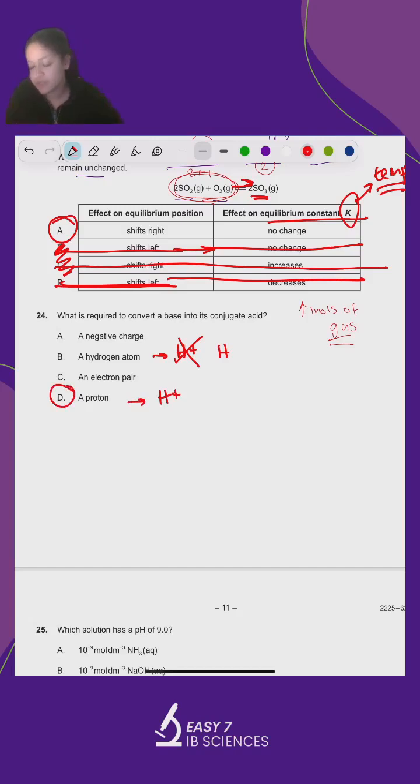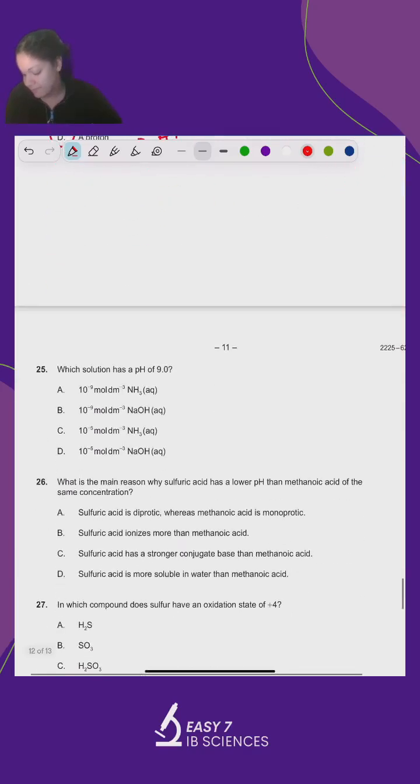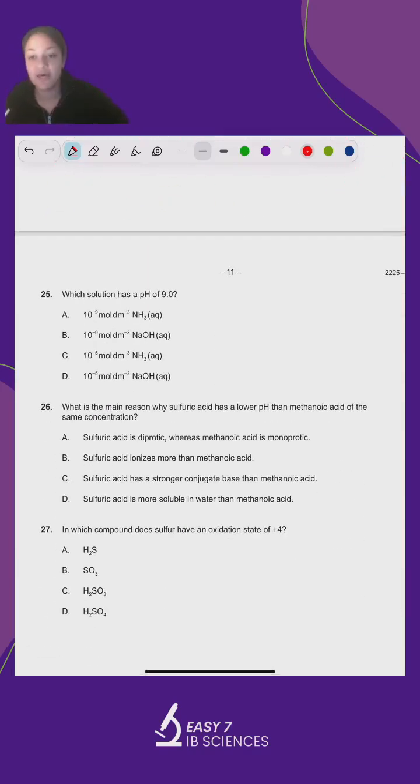So you can convert a base into its conjugate acid by making it become a proton donor, so therefore giving it a proton so it can become a proton donor. Okay? Amazing. What solution has a pH of 9?